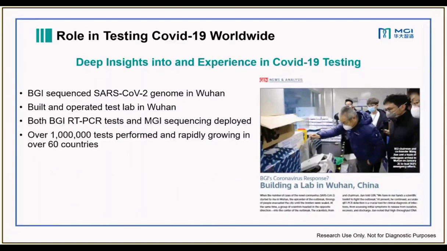BGI has been involved in COVID-19 detection and surveillance from day one. We sequenced the first COVID-19 genome in collaboration with a lab in Wuhan, and built and are still operating a lab in Wuhan. BGI offers both real-time PCR tests and mNGS sequencing, and both were deployed in China. And so far, we have performed over 1 million tests in over 60 countries, and the numbers are rapidly growing.